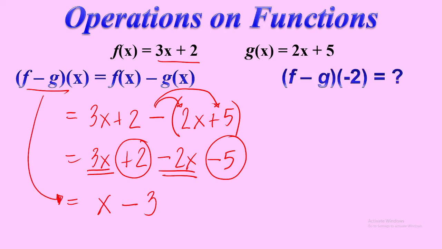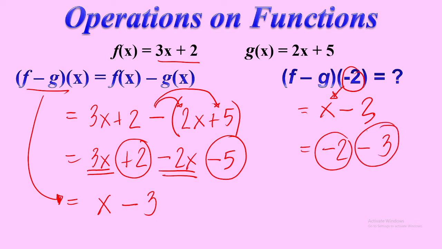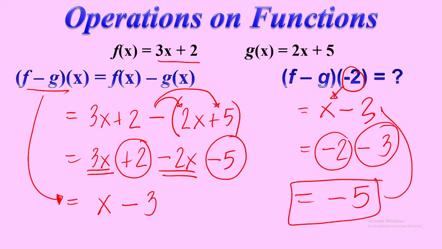Now, I'm gonna be adding another problem. What if the value of x is negative 2? So, using this one, x minus 3, I substitute negative 2 here. So this becomes negative 2 minus 3. So take note, they have the same signs. You add them. This is negative 5. This will be the value of our function.